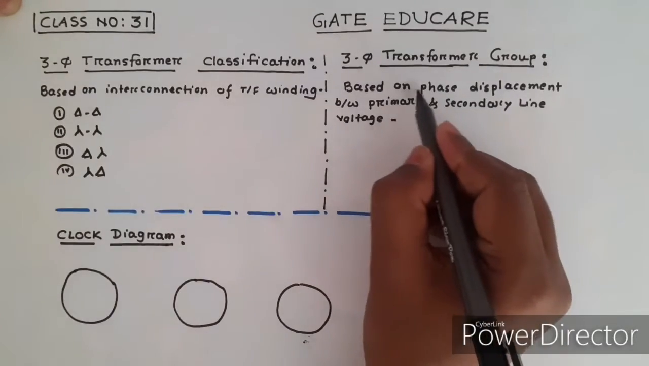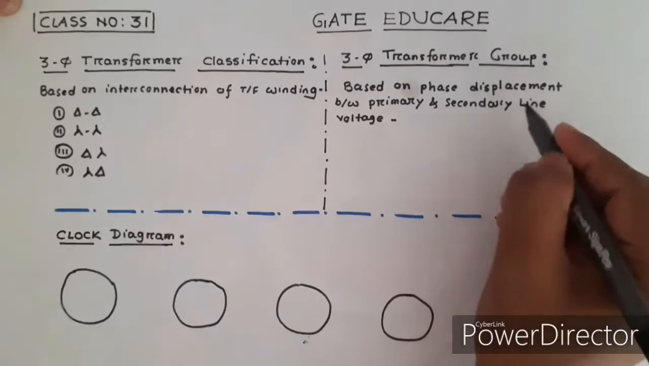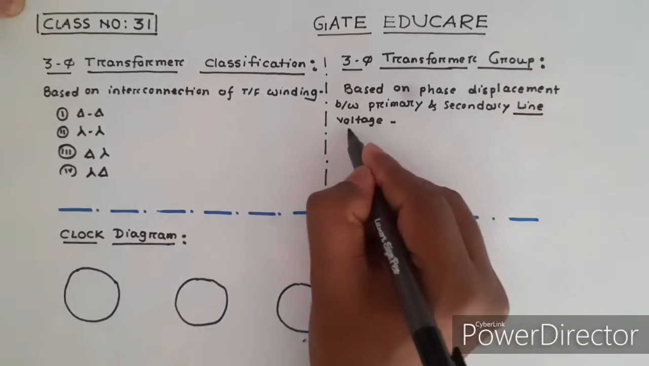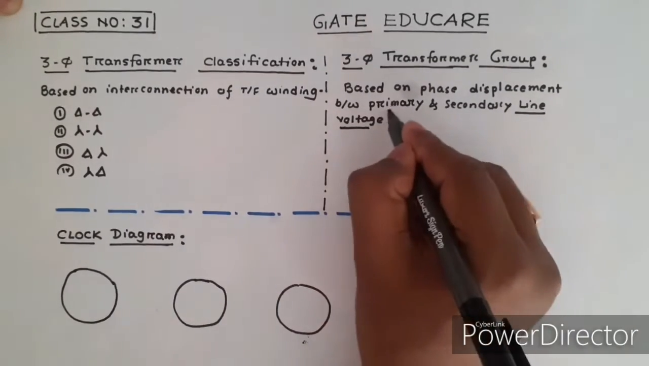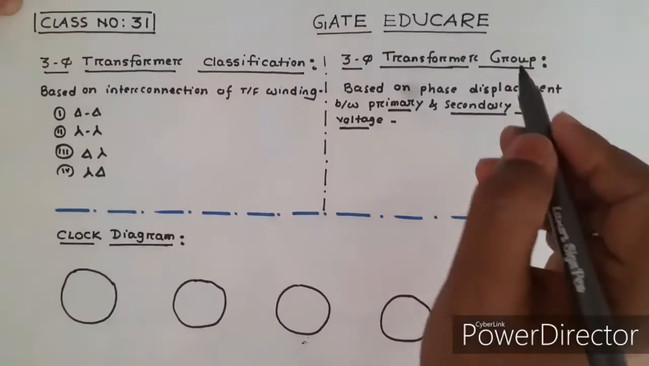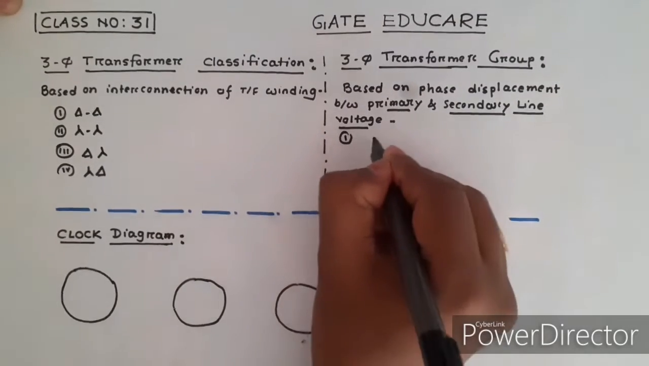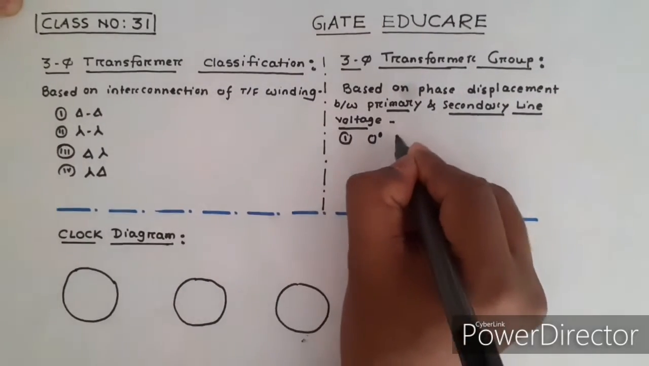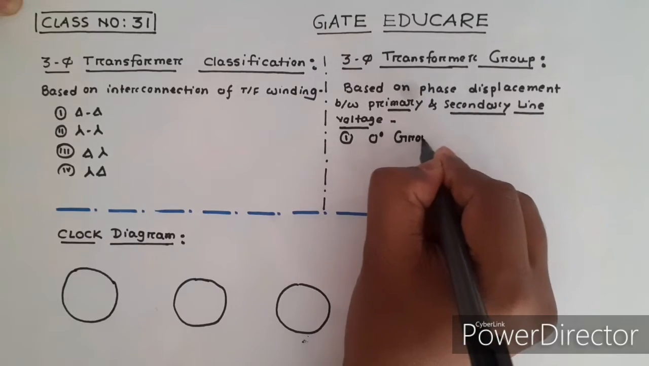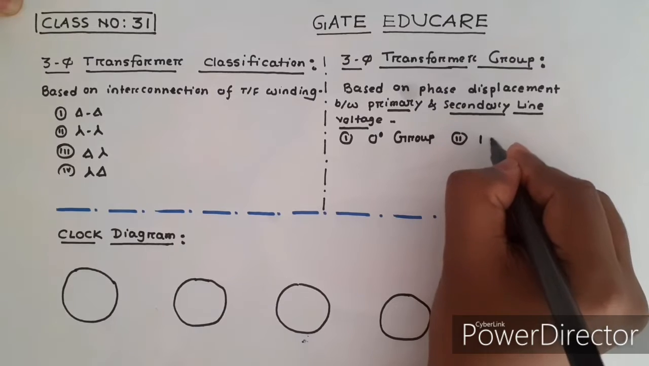And based on the phase displacement between primary and secondary line voltage, be careful here, primary and secondary line voltage, transformers can be grouped into four groups. Number 1, 0 degree group. Number 2, 180 degree group.